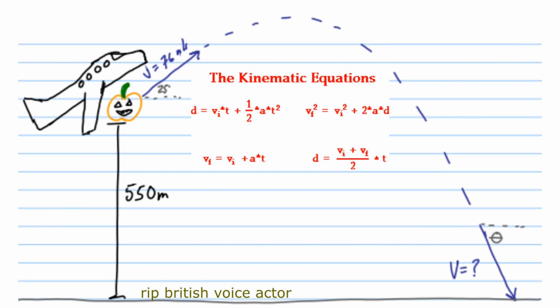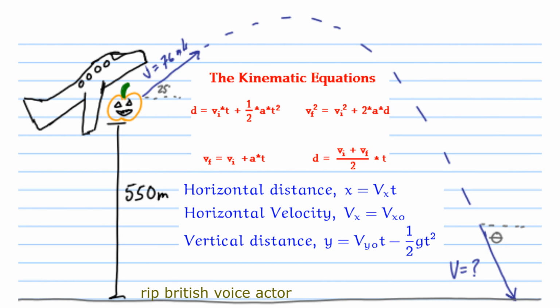You should draw a diagram like this. You should base your diagram on the equations I have given earlier. 550 meters represents the displacement in the kinematic diagram. Acceleration is 9.8 meters per second squared. Since initial velocity is not given, nor is final velocity and time, you would have to find those.